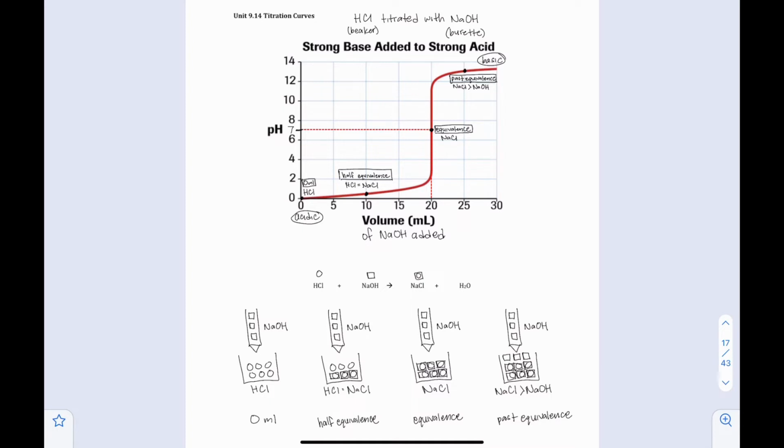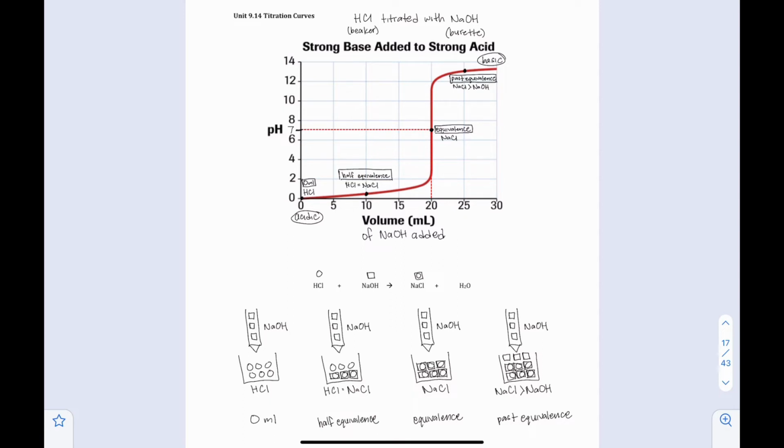Because there's no more HCl, the pH jumps up very quickly on the graph, and for a strong acid and a strong base reaction, the pH at equivalence is 7. Now when we keep adding NaOH past the equivalence point, there's no more HCl to react with, so the excess NaOH will make the pH jump up even higher on the graph, and eventually it'll level out to the pH of NaOH. If you look at the last drawing of past equivalence, there's mostly NaCl in the beaker and some excess NaOH with it.